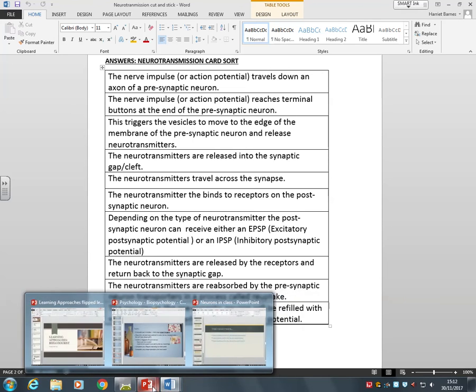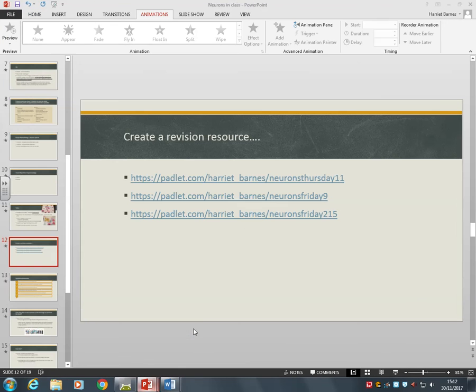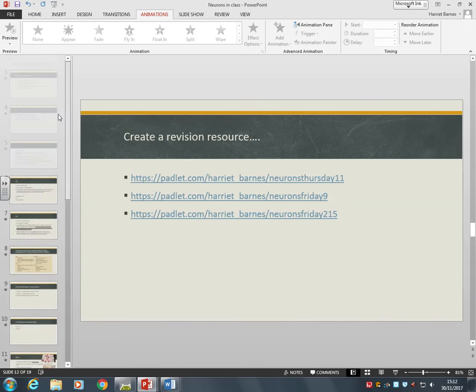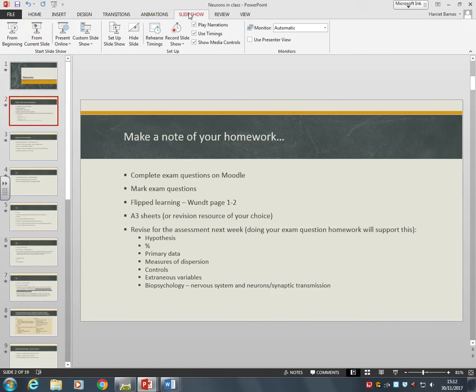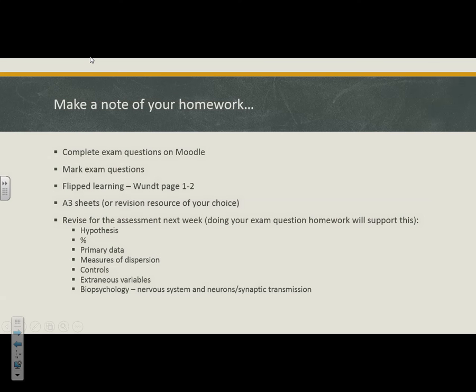because I've done all that, is your homework. So let's have a quick look. Your homework is this here. I would like you, as always, so none of this is new, okay? Complete the exam questions on Moodle. So there's the synaptic transmission ones. Mark the exam questions. Do the flip learning in the approaches booklets.